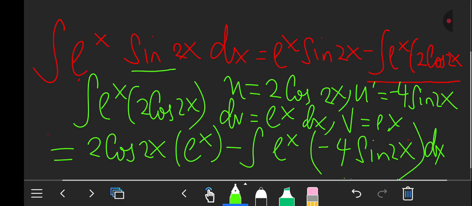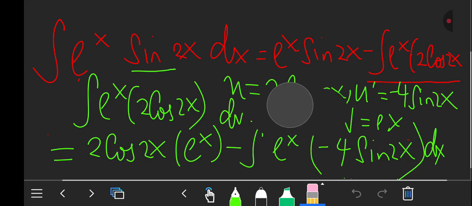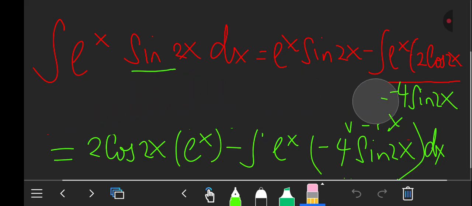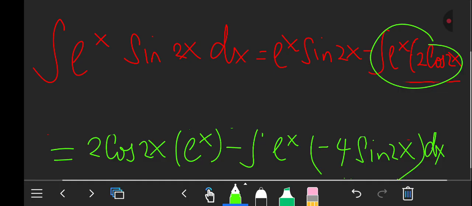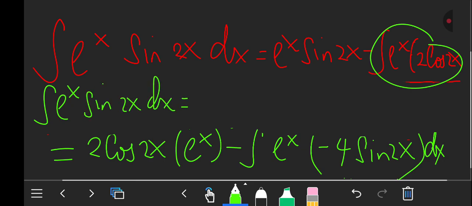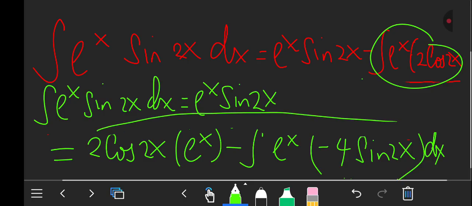Okay, so after having this, let me get rid of this part. So I can now substitute there. So the integral of e to the power x sine 2x dx will be equal to e to the power x sine 2x. Then where there is the integral of e to the power x 2 cos 2x, I'll substitute what I found.